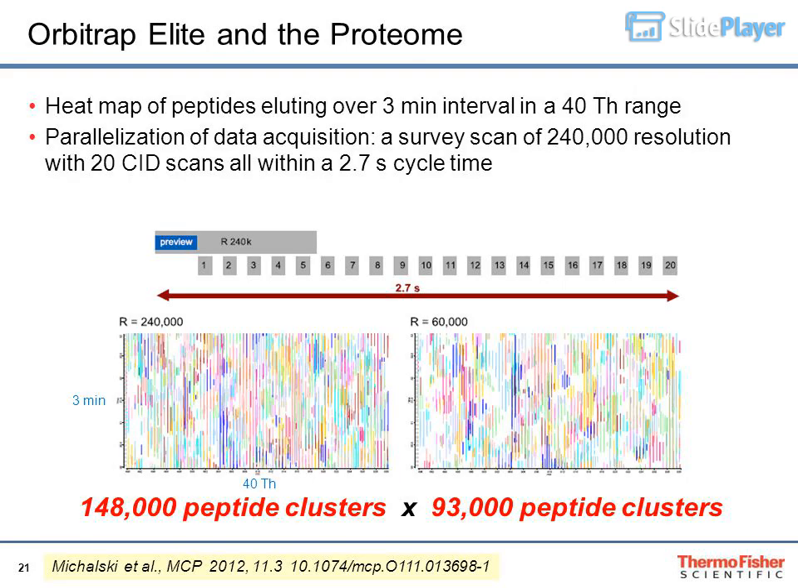Heat map of peptides eluting over a 3-minute interval in a 40 Th range. Parallelization of data acquisition: a survey scan of 240,000 resolution with 20 CID scans, all within a 2.7 s cycle time. High resolution MS scan at 3 different transient lengths, followed by 20 CID MS/MS scans in the linear ion trap. Note that cycle time is unaffected by the resolution of the full scan. Preview refers to the portion of the survey scan that is used to select precursor ions for fragmentation.